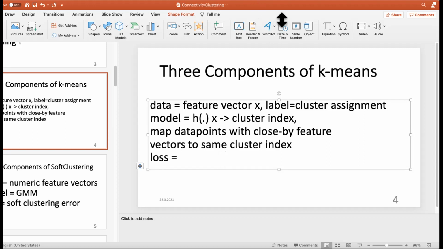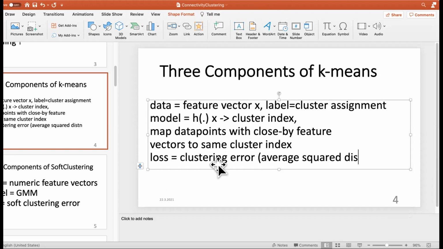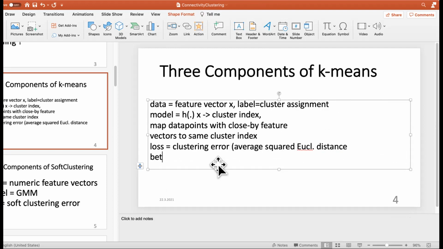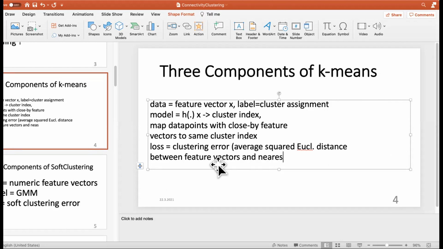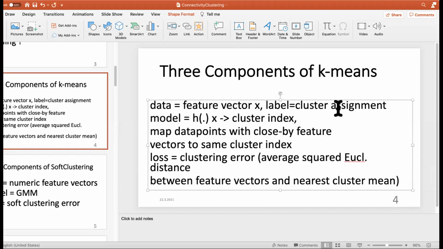I've seen it already before in chat. We use a distance to a cluster mean. This is called then the clustering error. This is the average squared distance, or Euclidean distance, between feature vectors of data points and the nearest cluster mean. Okay, that's just one example or one instance of a loss function.